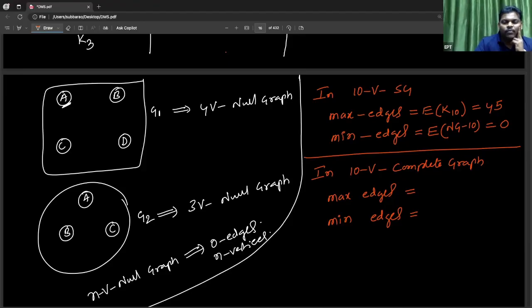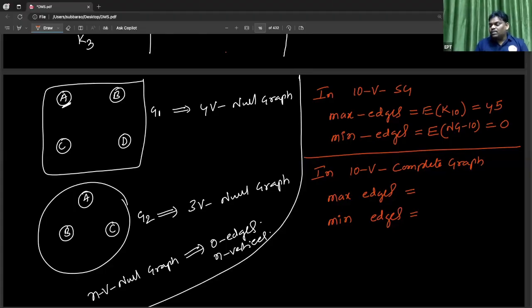Someone is saying minimum infinite, maximum 45? Don't you have common sense? He is saying minimum 45, maximum infinite. If you keep more than 45, it is no more a simple graph.